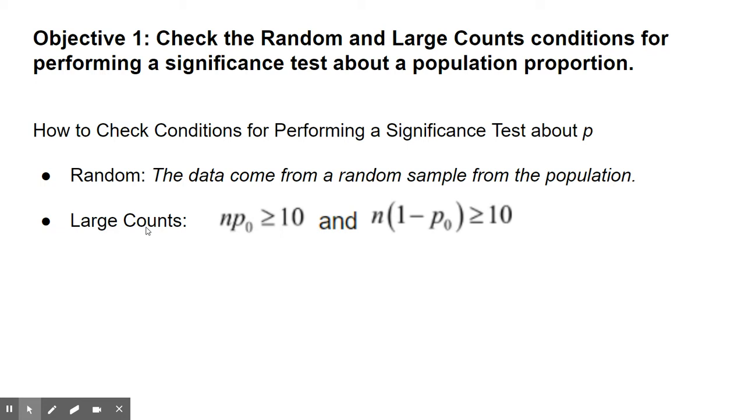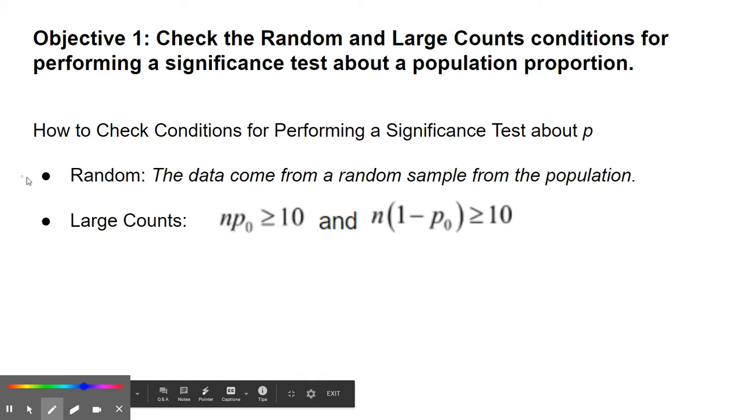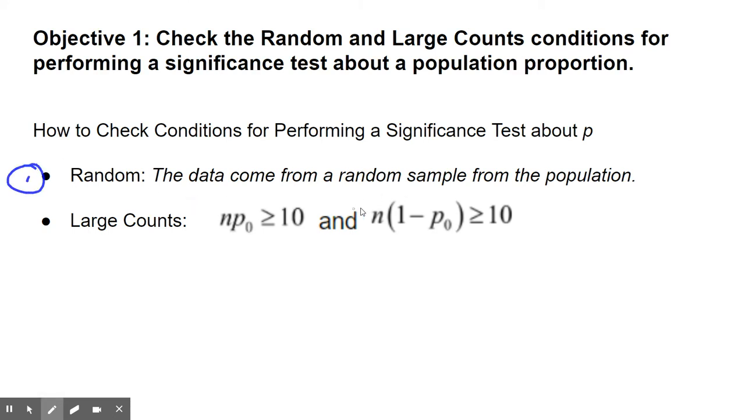So if we're going to work with proportions and do a significance test, we have to check two conditions. The first condition is the random condition. Does your data come from a random sample from the population? Number two is the large counts. Now notice here the notation, n times p null. That p null is your null proportion.